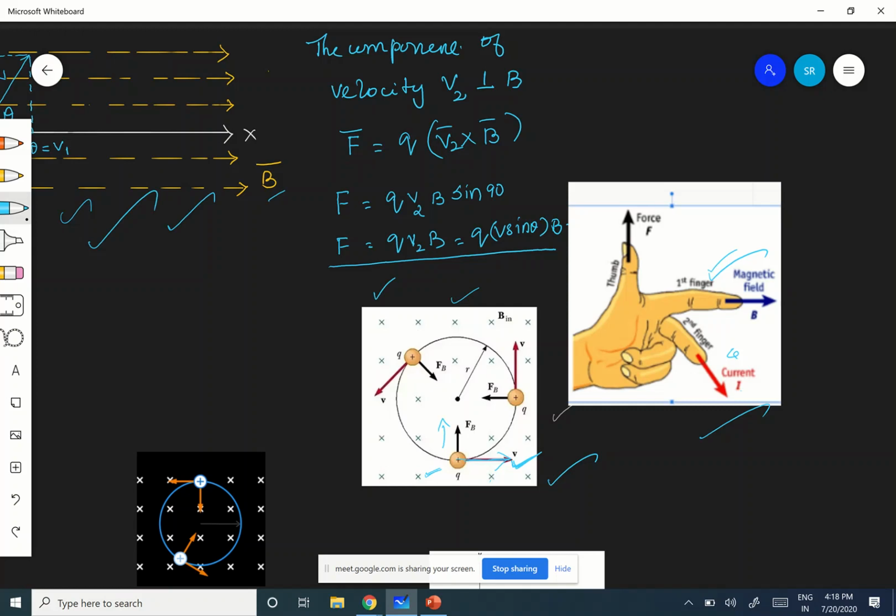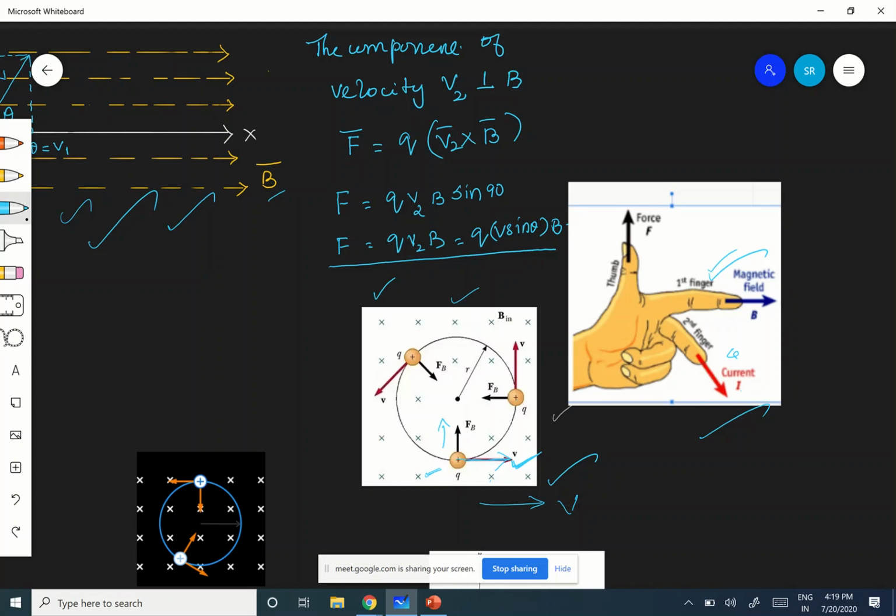Hope you are using your left hand. Here is the diagram. The cross means inward, perpendicular to the plane of the board. So keep your first finger perpendicular to the plane of the board, inward, and your second finger along the x direction, because this is the velocity of the charged particle. Therefore what should be the force? The thumb will be showing in this direction, right? Next one, therefore it is perpendicular.